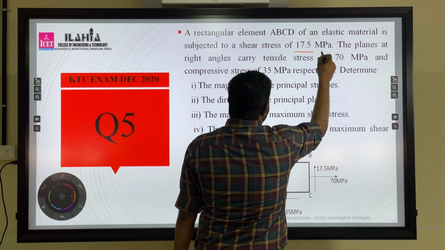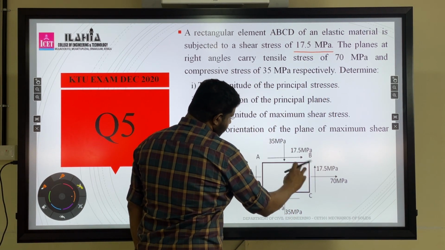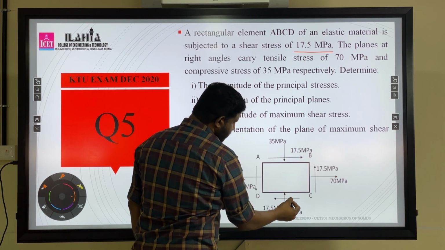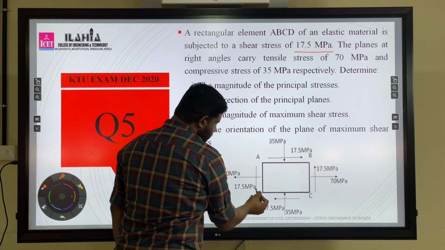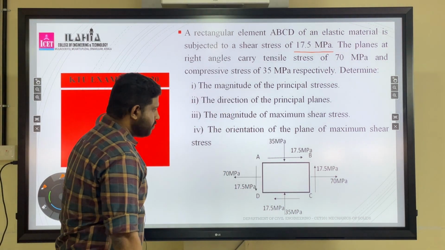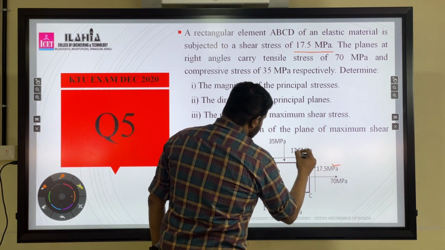The shear stress is 17.5 megapascal on each of the four faces. Then we also have 7.5.